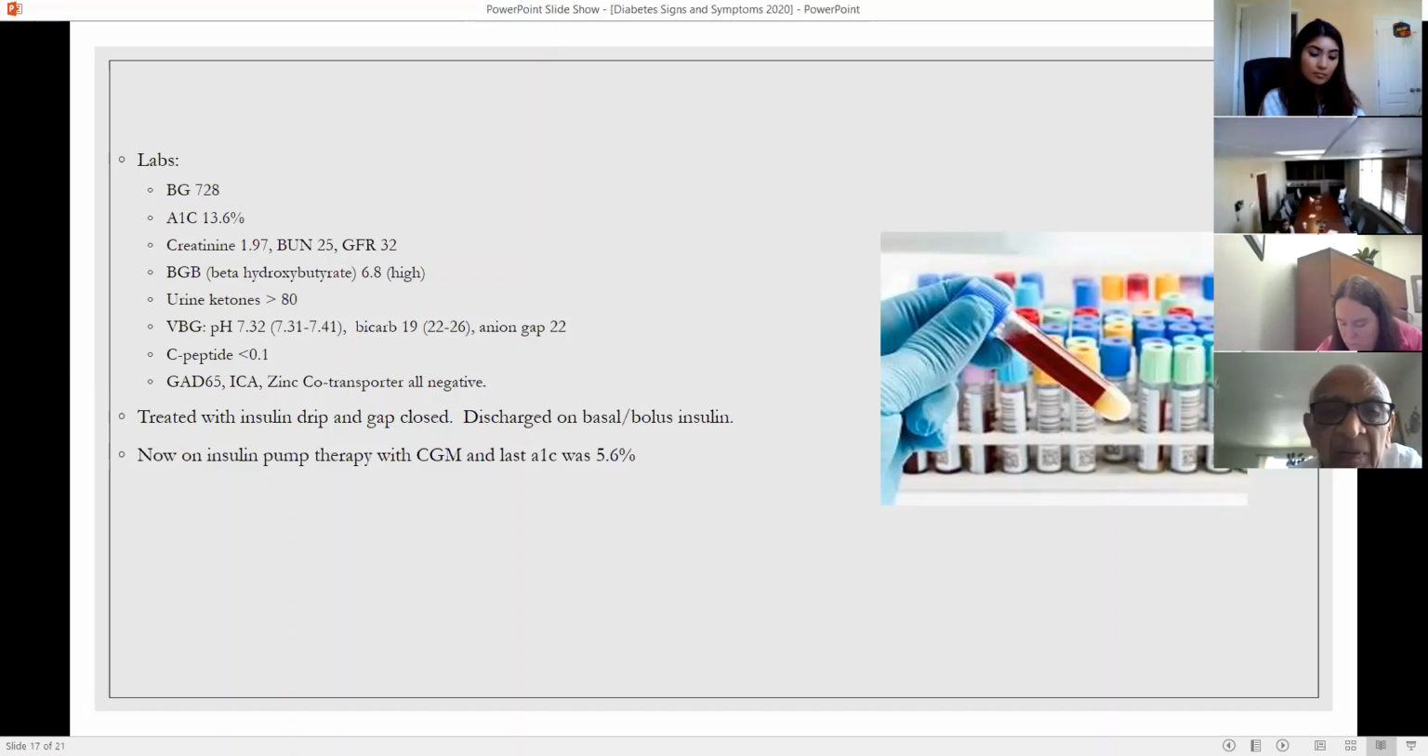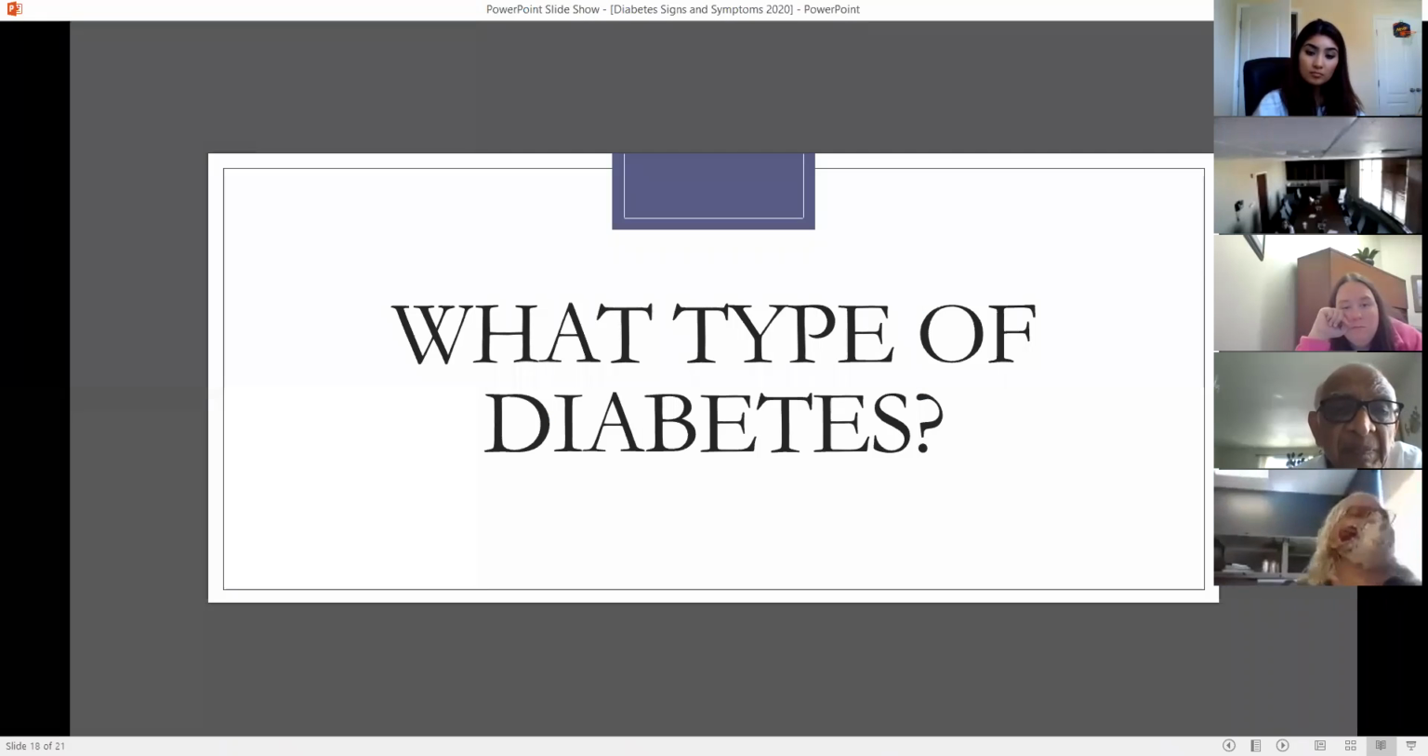Antibodies were done on the patient for type 1. She had the GAD65, islet cell and the zinc co-transporter. All those were negative. So she was treated with an insulin drip, and her gap closed. She eventually was discharged, and now she is on insulin pump therapy with a continuous monitor, and her A1C is 5.6. Next slide. Anybody have an idea what kind of diabetes? Would you guess?